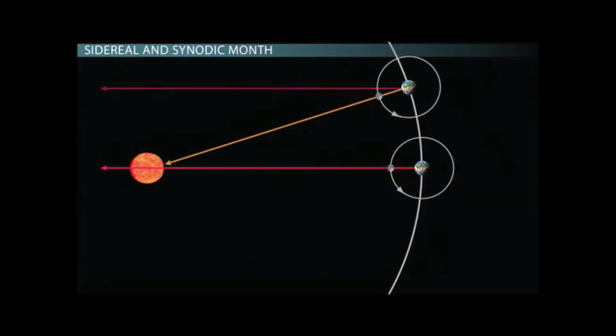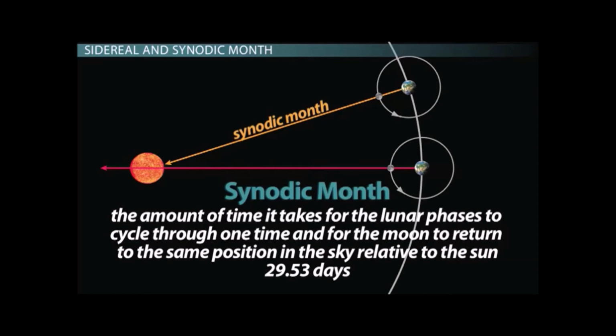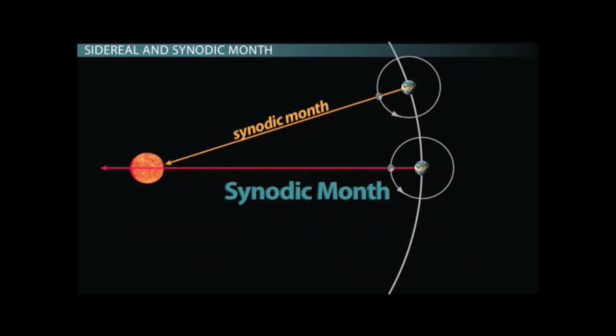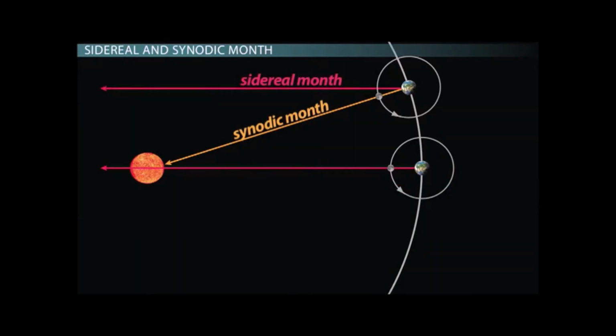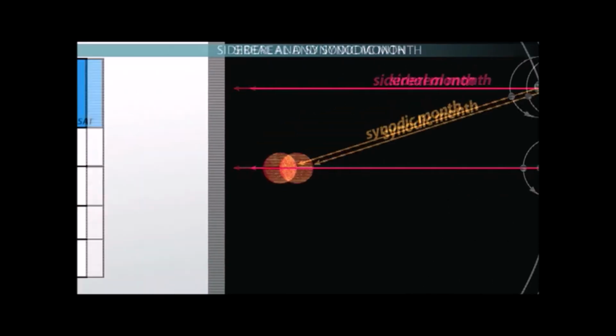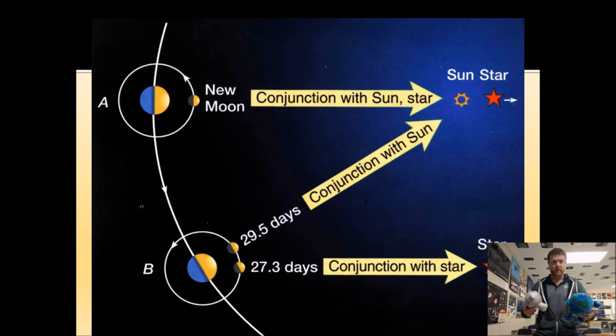But if we use the moon's conjunction with the sun as seen from Earth to measure the length of a month, then we get a synodic month, the amount of time it takes for the lunar phases to cycle through one time and for the moon to return to the same position in the sky relative to the sun, 29.53 days. The synodic month is sometimes called a lunation or lunar month. A separate lesson on the sidereal and synodic month explains the details of why the synodic month is longer than the sidereal month. So let's take a look at the different types of months.